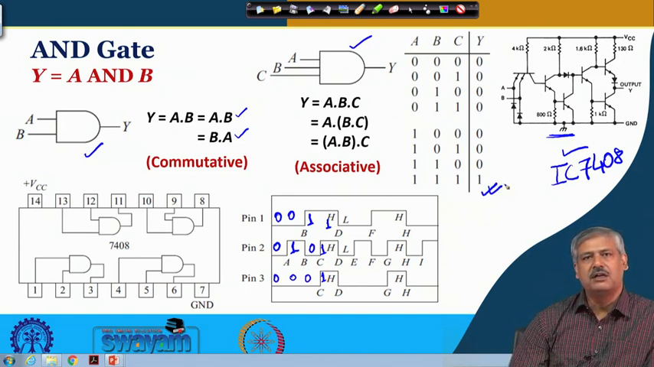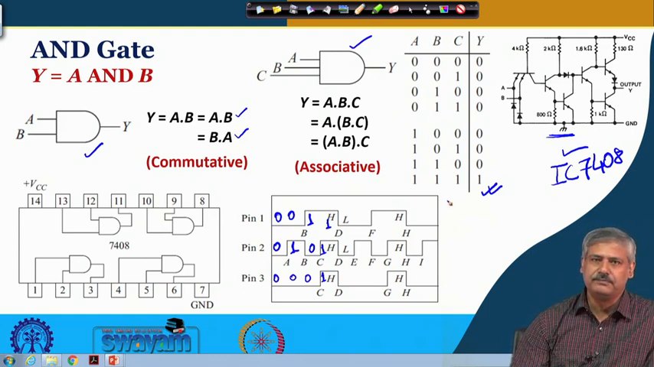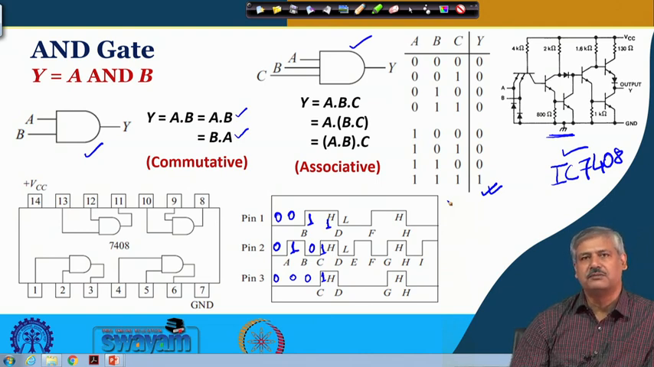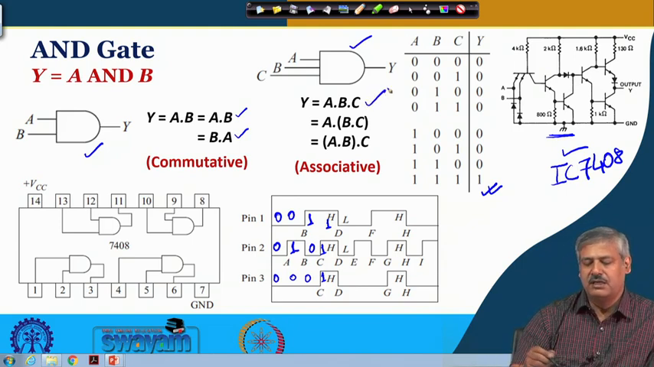So, 3 inputs. There are 8 different possibilities, 2 to the power 3, of the input arrangement, and for each of these cases except when all the inputs are 1, the output is 0. That is what you see over here. So, that is the operation, and y is equal to ABC.